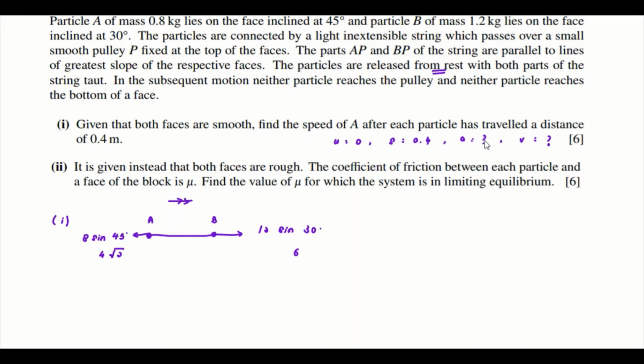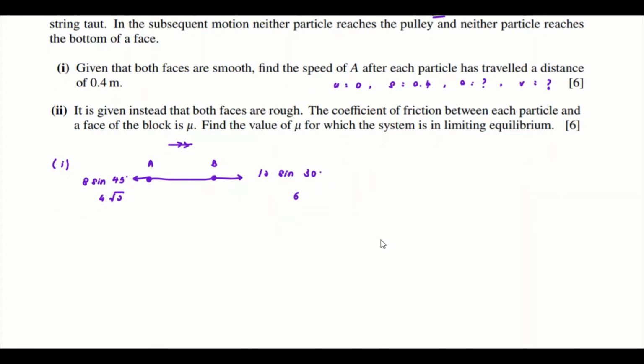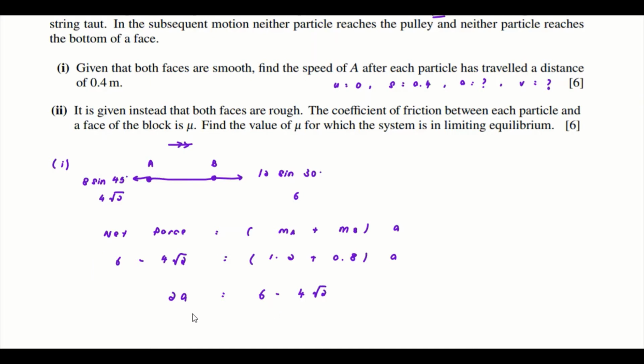To find the speed of A, we need to get the acceleration. So the net force is equal to the mass of A plus the mass of B, times the acceleration. The net force will be 6 minus 4 square root 2 equal to mass A plus mass B, which is 1.2 plus 0.8, times A. Then we can solve. So 2A will be just equal to this one. Take the exact value, then you will get 3 minus 2 square root 2.